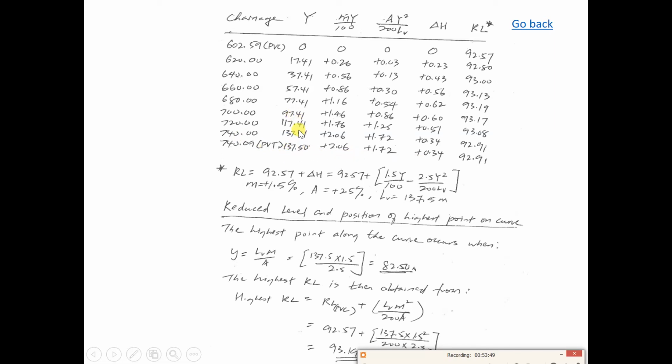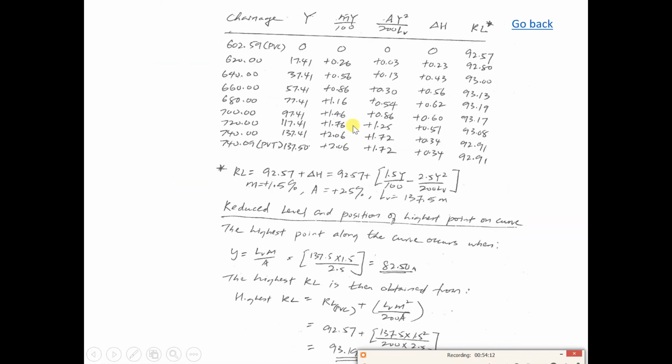So then we have all these terms: y, my divided by 100, ay squared divided by 200, L, delta h. I just briefly look into this. We have a tutorial on this as well. We will look more during the Zoom session. We look at the tutorial.